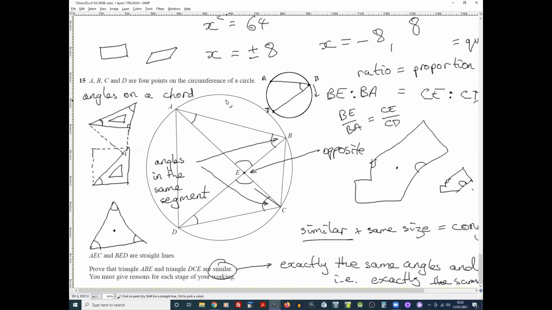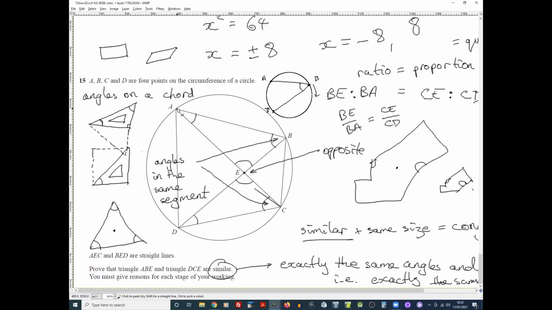And basically a chord is, well, this drawing here, before I came along and made a mess of it, had 4 chords. And these straight lines are all chords of this circle, because both ends of all of these line segments are on the circle. That's all a chord is. What does angles on a chord mean? It means this one, it means angles on the same chord.